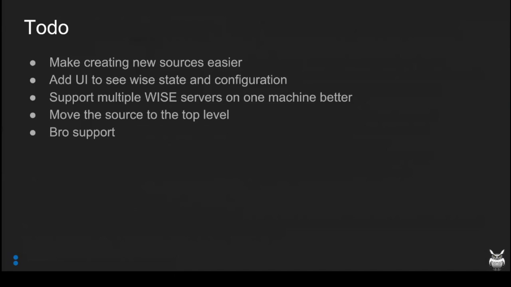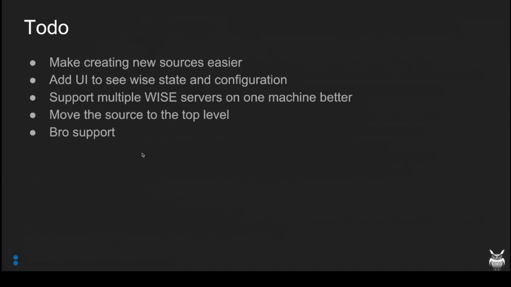We want to support multiple WISE servers on one machine better. Right now, if you run multiple WISE servers on one machine and you're using a commercial web service, each of those WISE instances will go off and query that commercial service, where since they're on the same machine, they could share the data. We're going to move it. It probably doesn't matter to most of you, but right now the WISE source code is kind of buried deep inside of the tree, and we're going to move it to the top level and make it so that it's clear that WISE is kind of a top level thing.